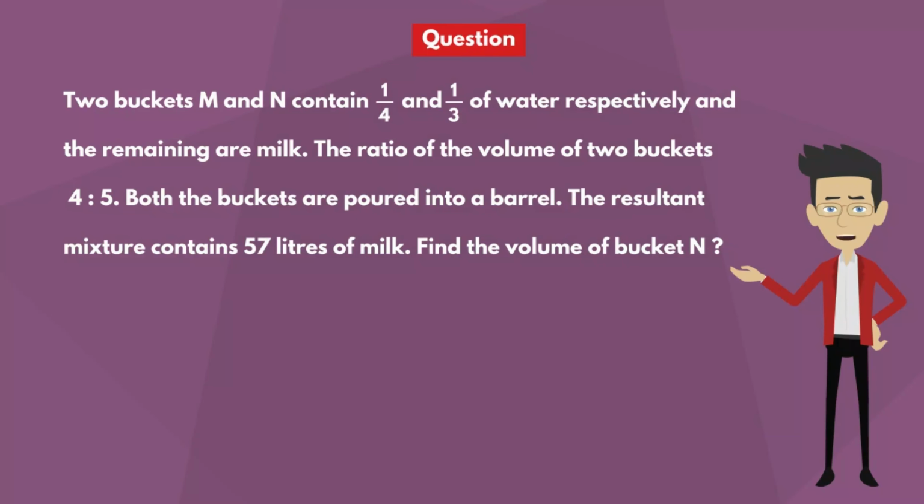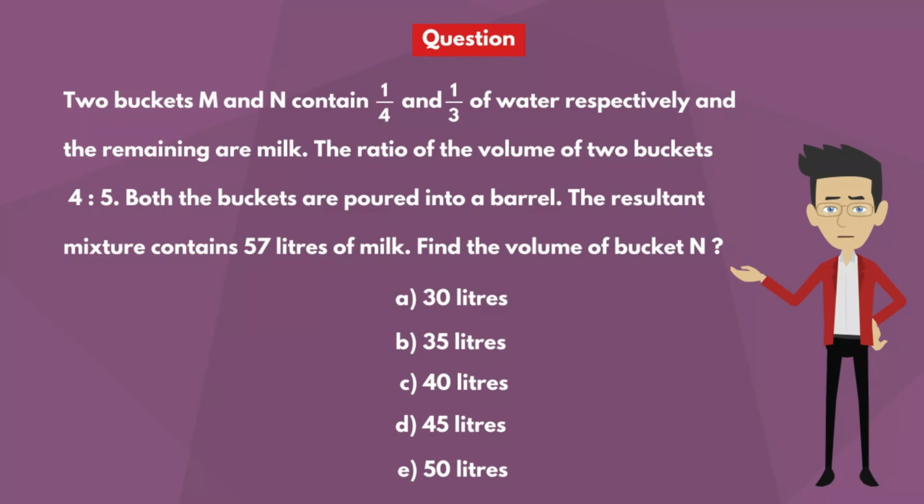Options are option A 30 liters, option B 35 liters, option C 40 liters, option D 45 liters, and option E 50 liters.